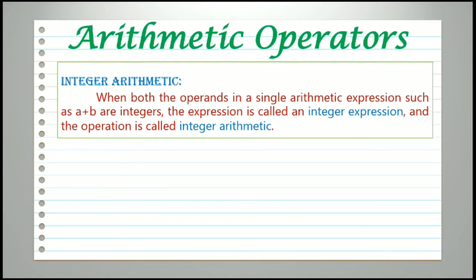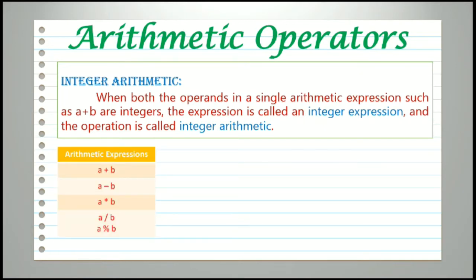integer arithmetic. When both the operands in a single arithmetic expression, such as a plus b, are integers, the expression is called an integer expression, and the operation is called integer arithmetic. Integer arithmetic always gives an integer value. Suppose a plus b, a minus b, a into b, a divided by b, a mod b. These are integer expressions.